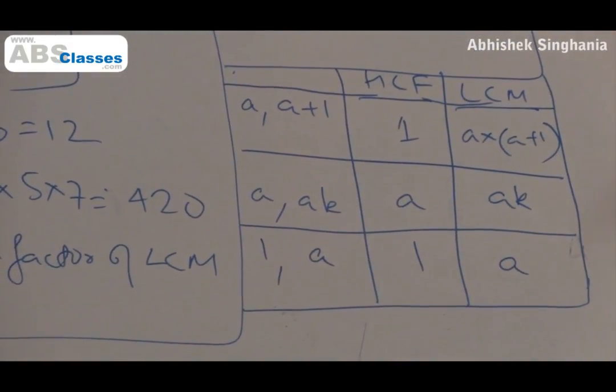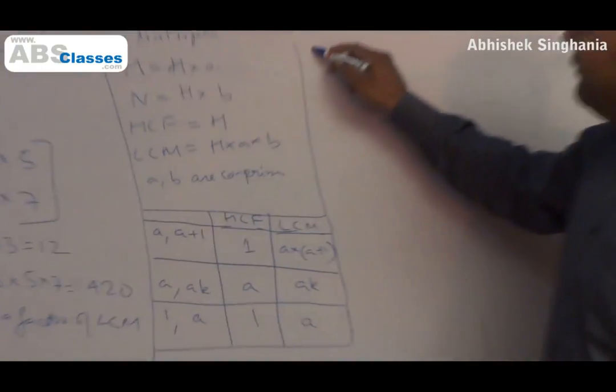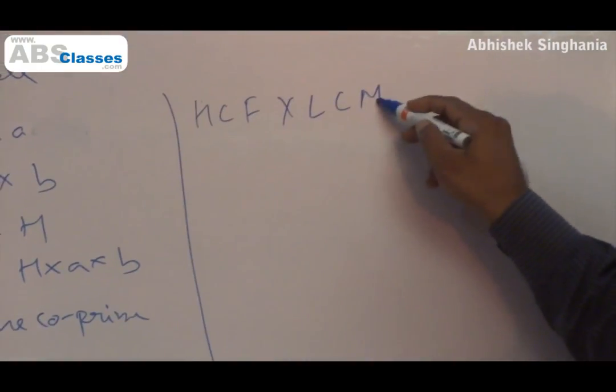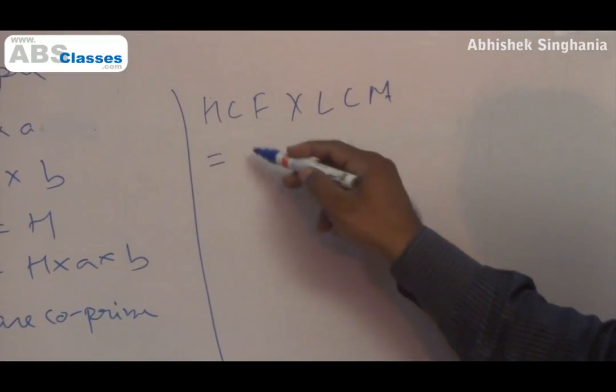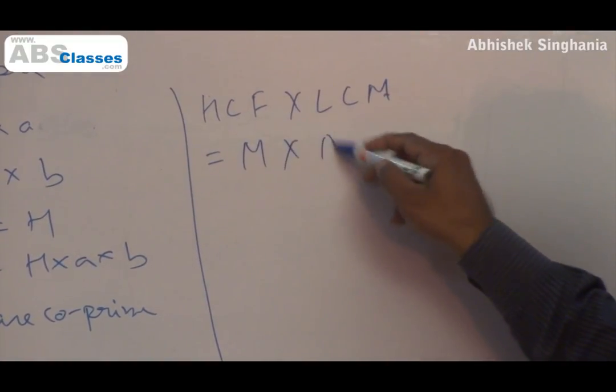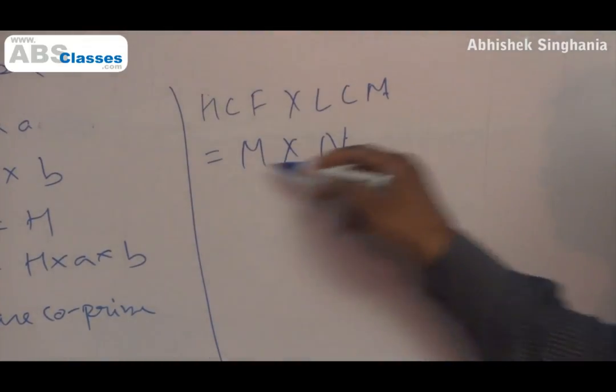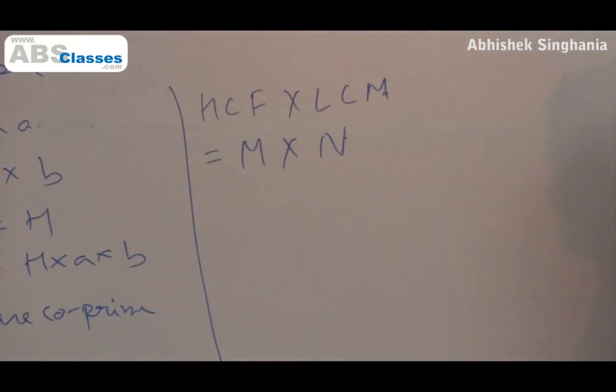Now one more important concept. If HCF and LCM are multiplied, then the product is equal to the product of the two numbers. HCF into LCM is equal to the product of the two numbers. Alright?